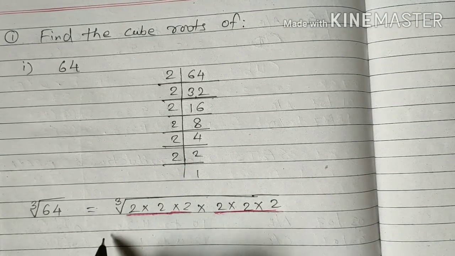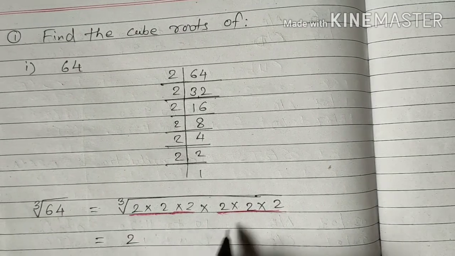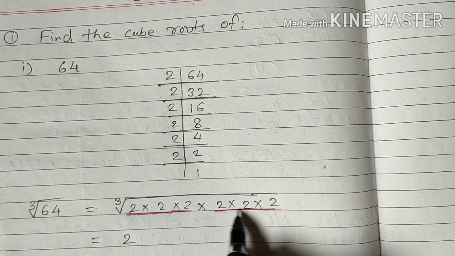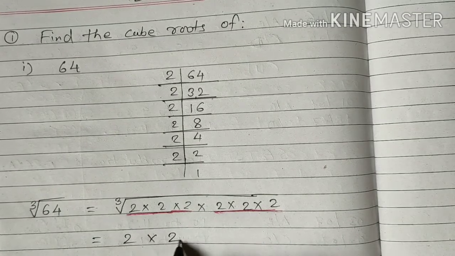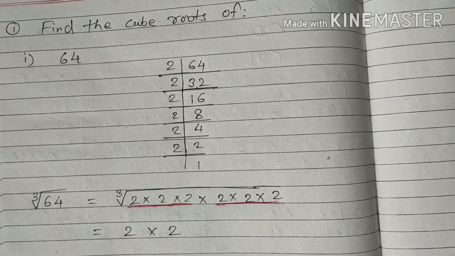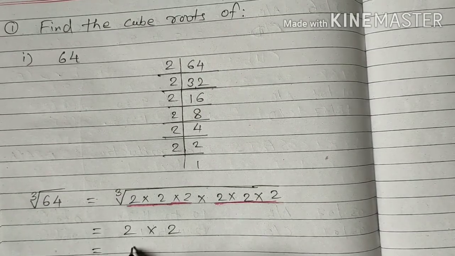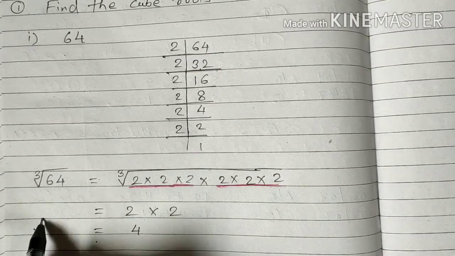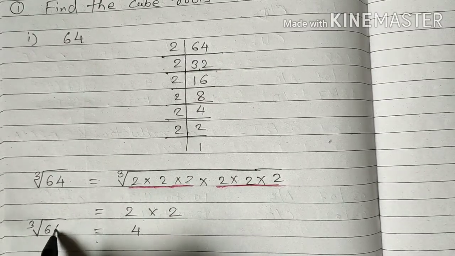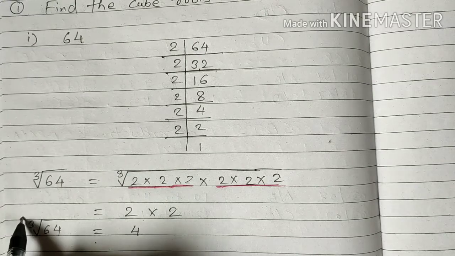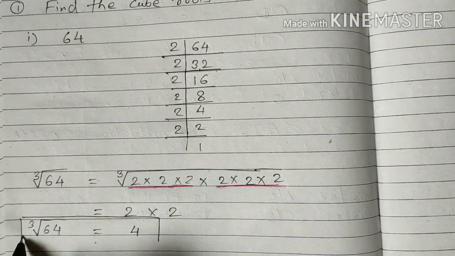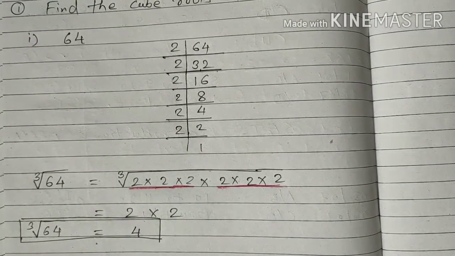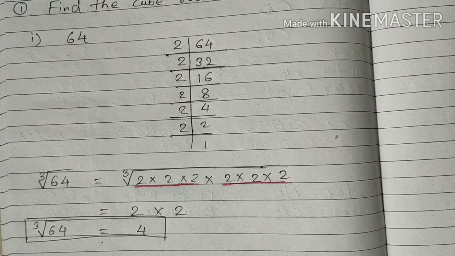Since there is one triplet of 2, so 2 will come out of the cube root, and also one more 2 will come outside the cube root. It means the final answer we are getting is 2 multiplied by 2 is 4. That means we can say that cube root of 64 is 4. Okay, cube root of 64 is 4. Let us take one more example.